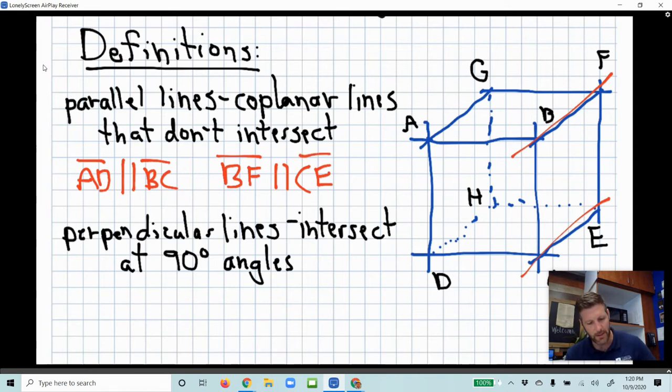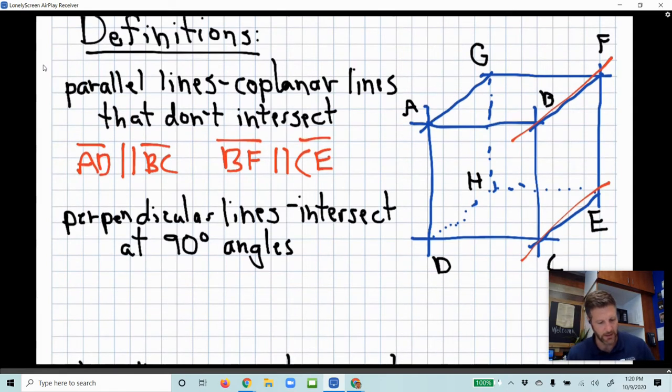So then that takes us to another type of line, and that is perpendicular lines. Perpendicular lines intersect at 90 degrees. So they form that T shape, or what we might think of as a corner, or again, a perfect T, where they form right angles or 90-degree angles.